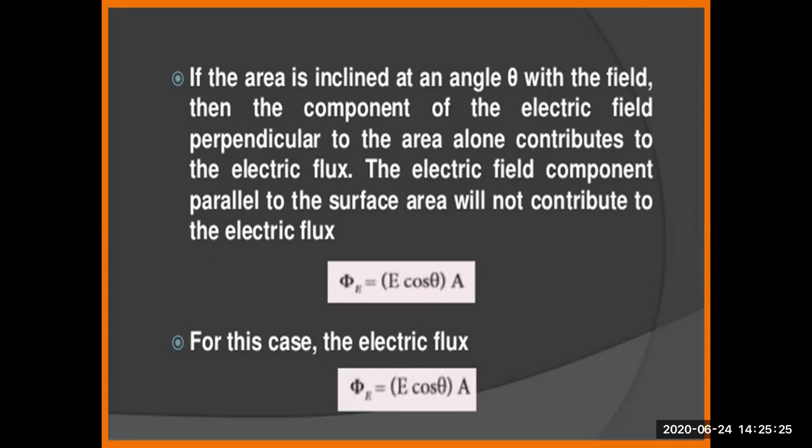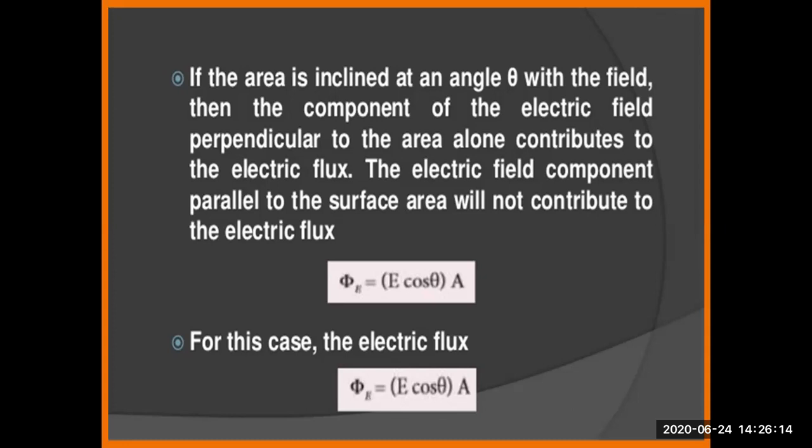If the area which was placed perpendicular to the field is now slightly inclined, making an angle alpha, then you have to resolve it into two components: one perpendicular and the other horizontal. The field lines move in the horizontal direction, so the only component that comes into play is the cosine theta, because the sine theta component will never become parallel to the direction of the electric field lines. So the only component is E cos theta.